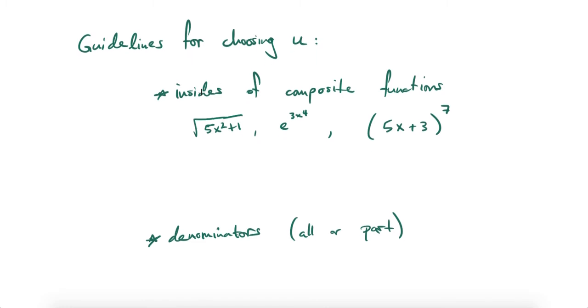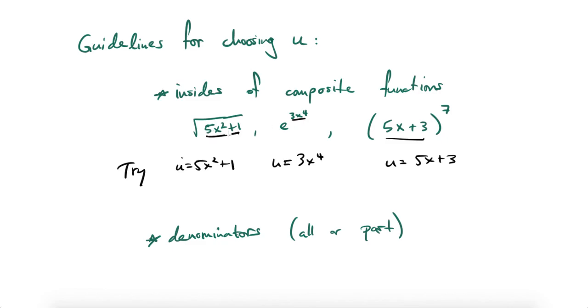And just so that you have them written up, right, the guidelines for choosing u are you want the insides of composite functions. So like for instance, if you had this in here, you might try u is 5x squared plus 1. Or in this case, you might try u equals 3x to the 4th. Or in this case, you might try u equals 5x plus 3, right? The inside piece for all these composite functions.